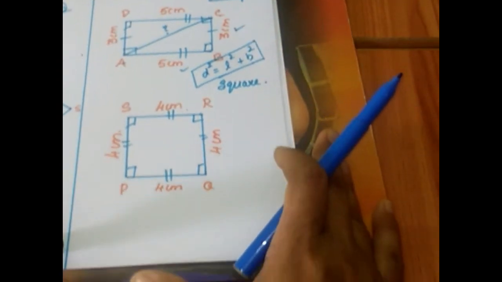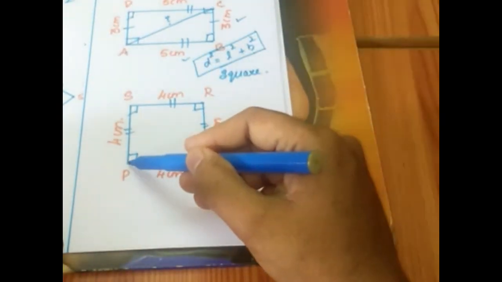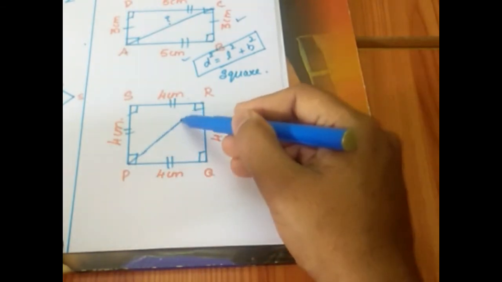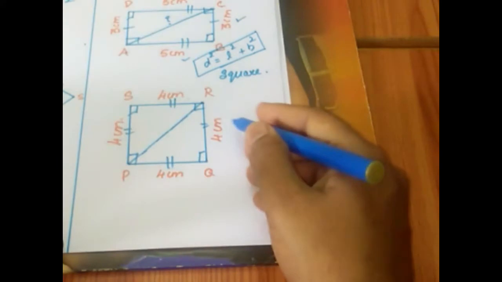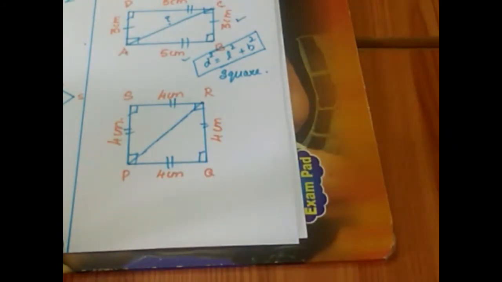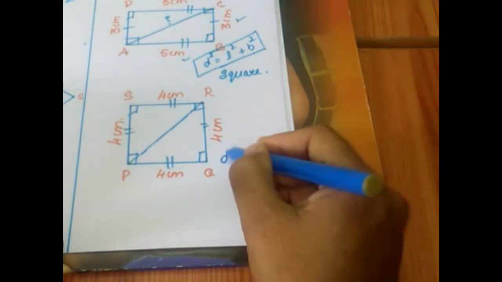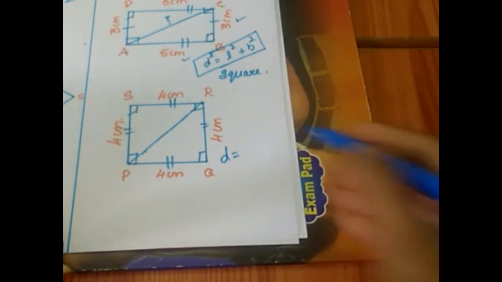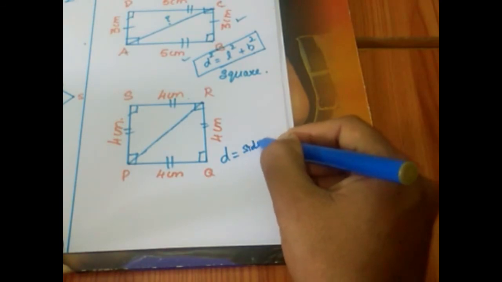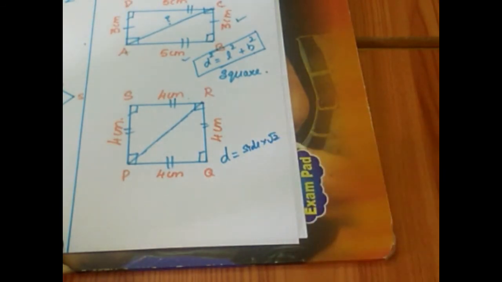Next, in a square. In a square also we can apply the same theorem, Pythagoras theorem. As in a square, the adjacent sides as well as the opposite sides are equal, we have a definite formula that diagonal is equal to measure of side into root 2. Side into root 2. So what are the points we have discussed today?